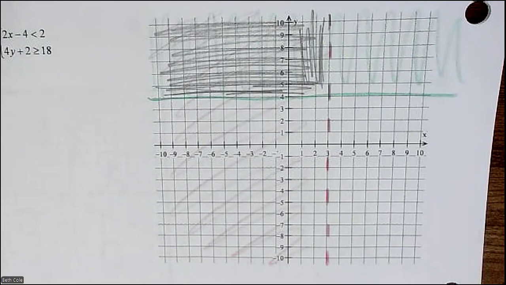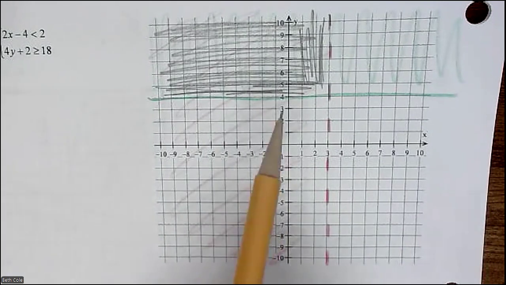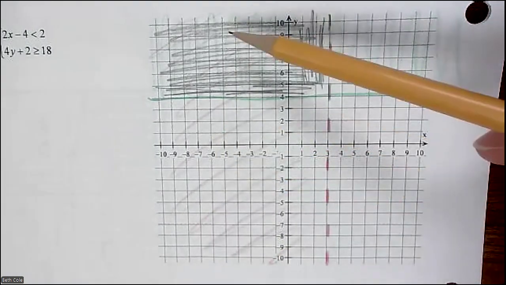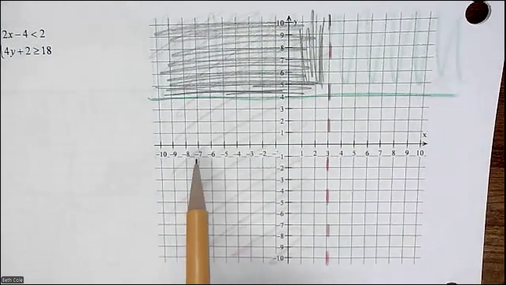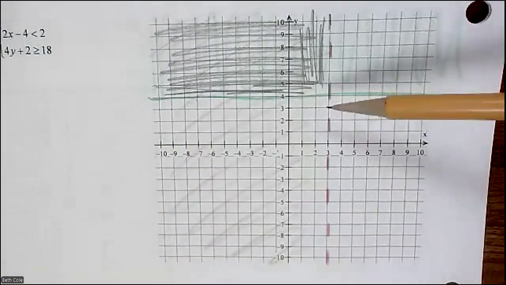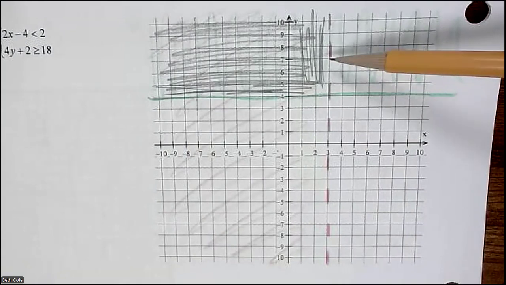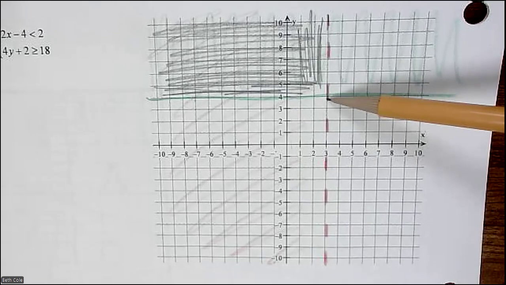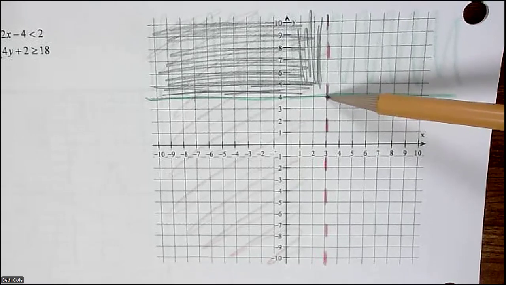So can anyone give me a point, something, comma, something, that's part of the answer? All right, 0, 4, negative 4, 8, I heard. How about negative 7, 4? Yes, anything along here. How about 3, 7? No. How about 3, 4? No. Why not?